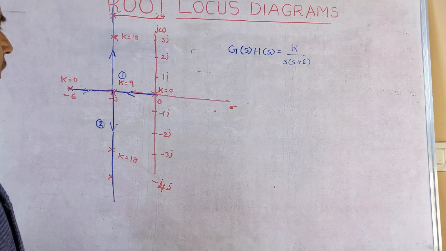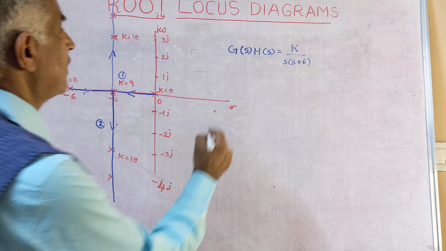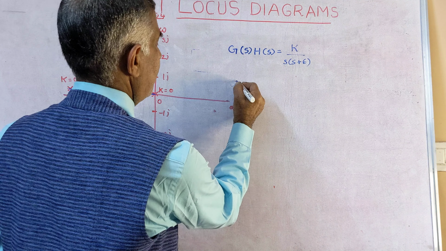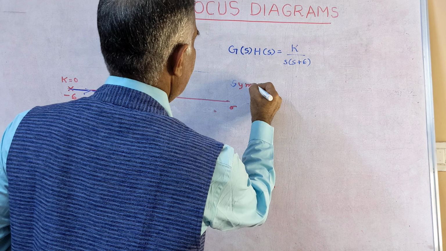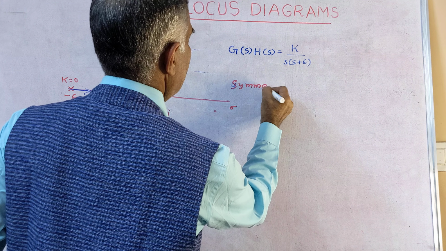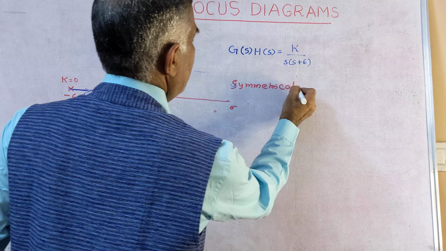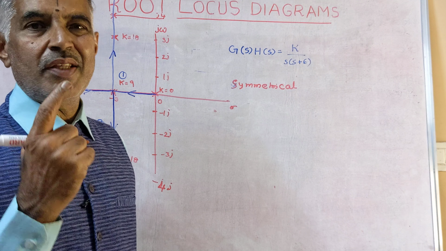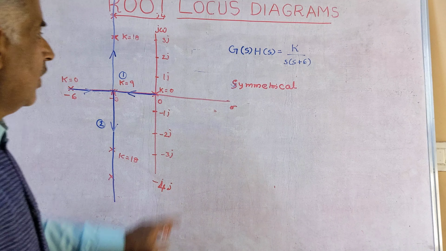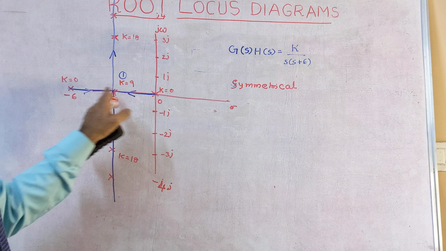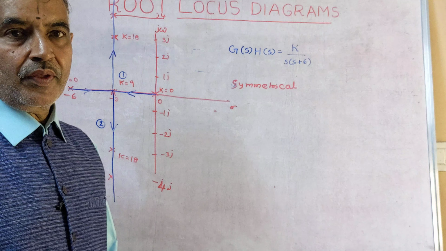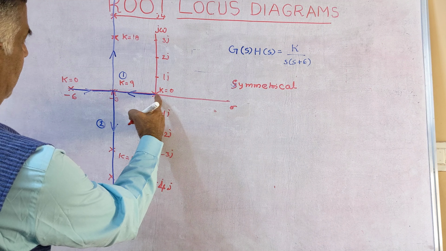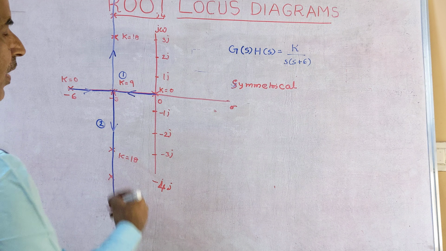Now the very first observation is that it is symmetrical about the axis. This is very important. If you draw the root locus at the end, and the graph is not symmetrical, then something is wrong. Next, how many branches here? This is one branch, this is another branch.